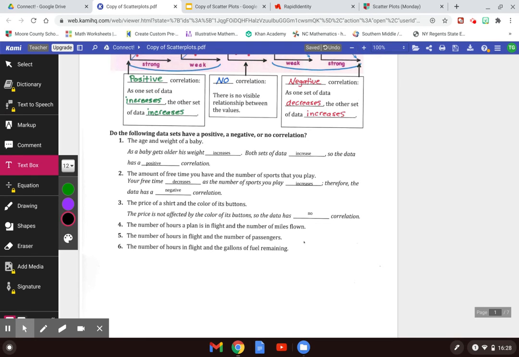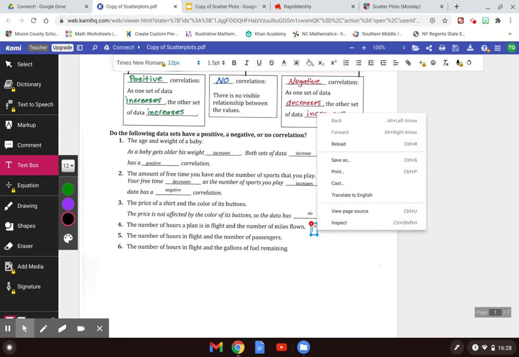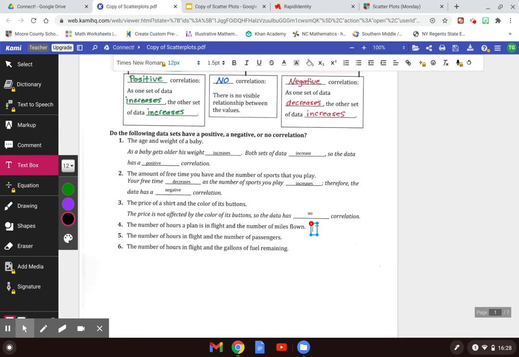Okay? So let's read statement number 4. It says the number of hours a plane is in flight and the number of miles flown. So the amount of time you're in flight is increasing and the number of miles flown is increasing at the same time. Because both of them increase, this is going to be a positive correlation.